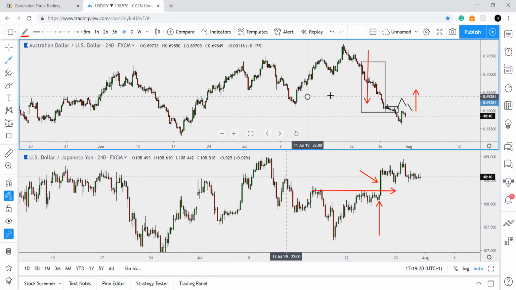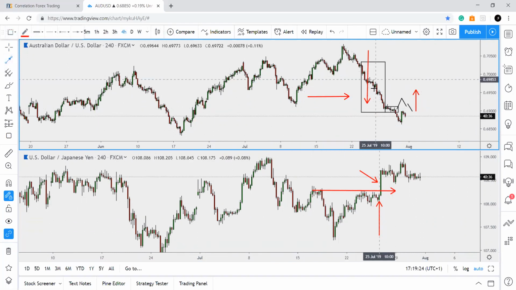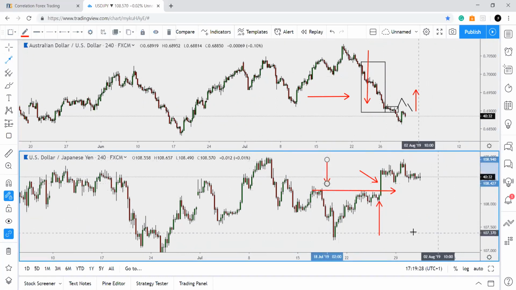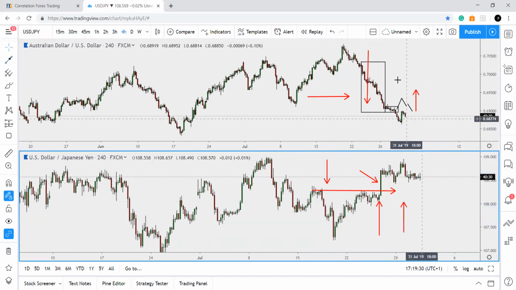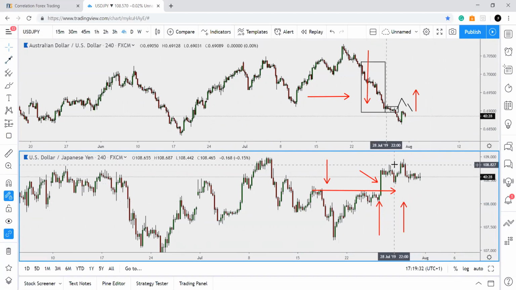So the simple answer to your confusion will be, well, if this is pumping down, this is a negative correlating pair, then I avoid sells in this pair and I only look for buys, or vice versa. And that's as simple as we use the correlation.